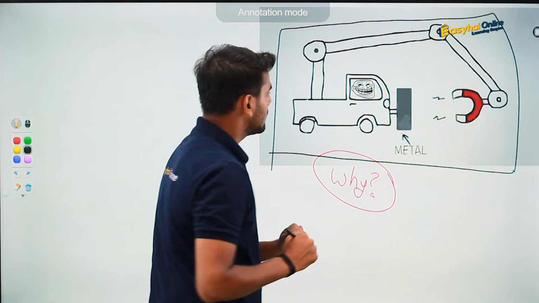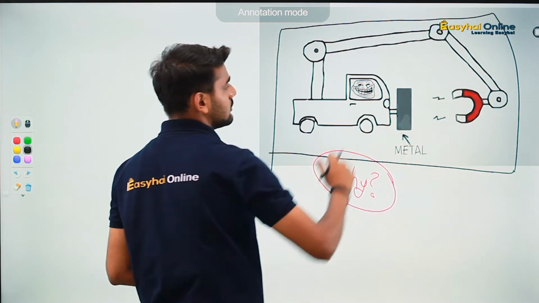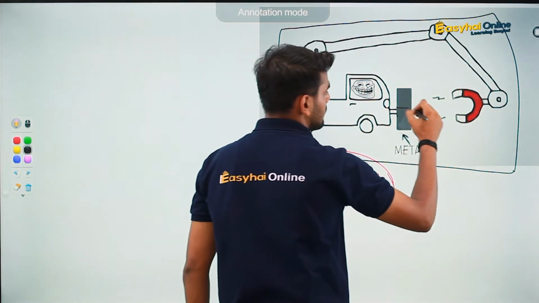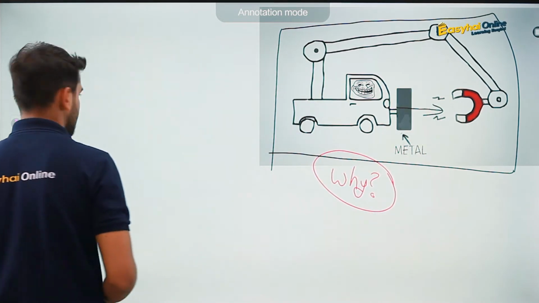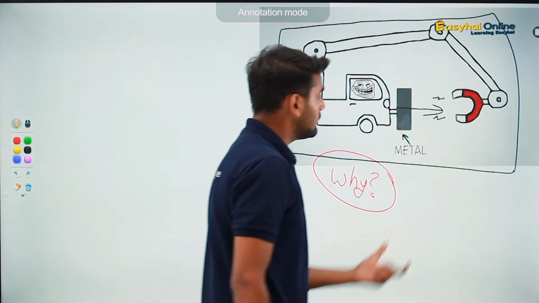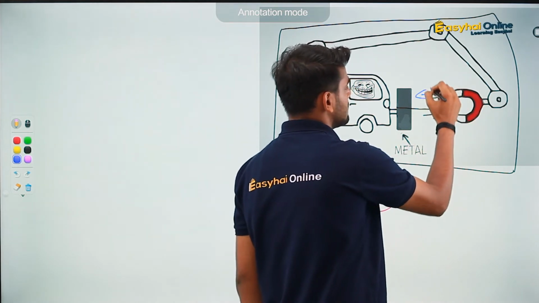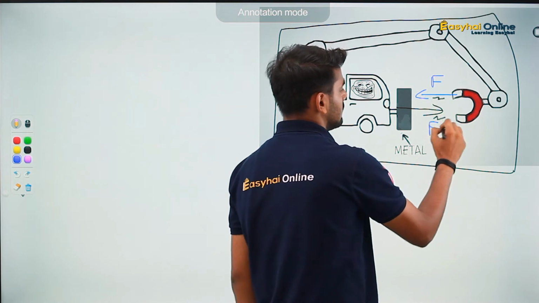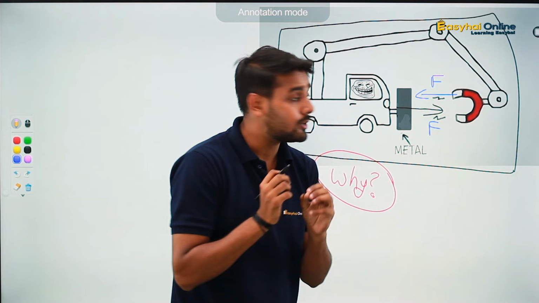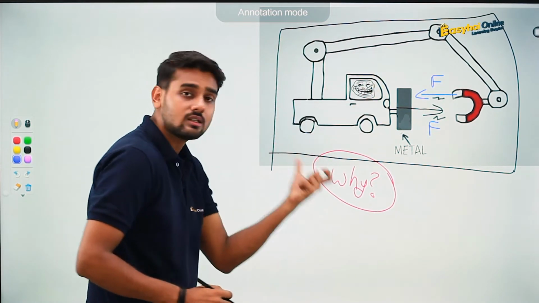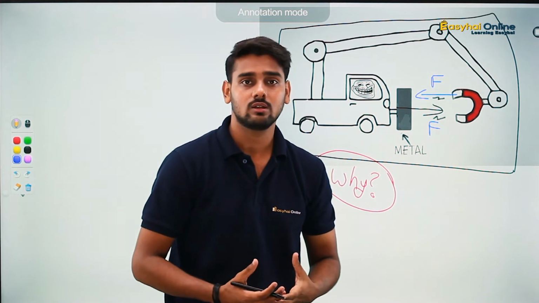Now, tell me, in this case, this magnet is going to apply an attractive force on this metal in this direction, right? But the metal will also apply an equal and opposite force on this magnet in this direction, right? These are the two forces which are acting. But children, keep in mind that this is one single system. So that means these two forces are internal forces.